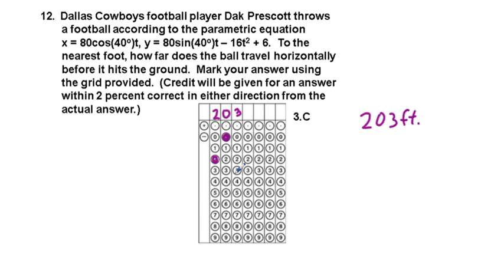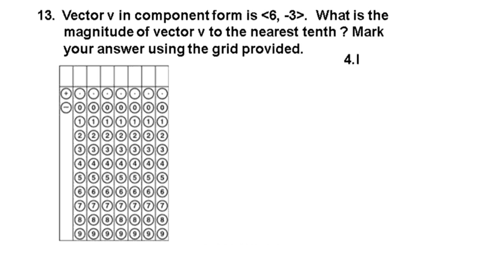And I think in the grading of this, the lower limit we accepted, which was 2% variation, would be about 199. And the higher level, 2% higher, would be 207. So I'm looking for something between 199 and 207 feet, which will give you plenty of leeway. So that's problem 12.